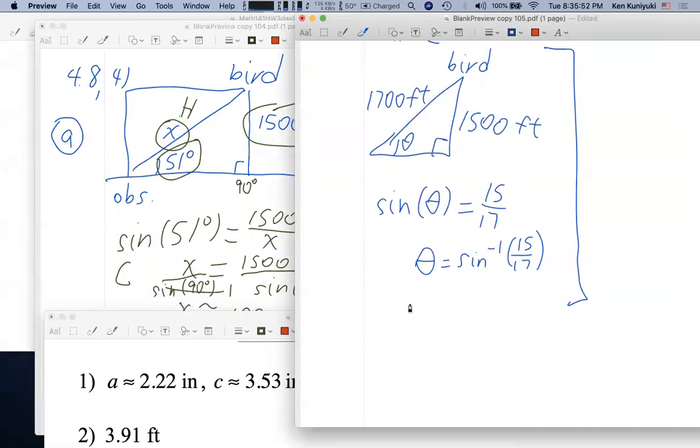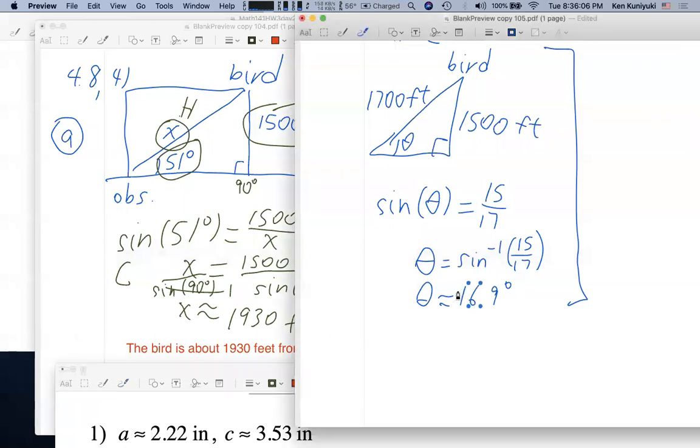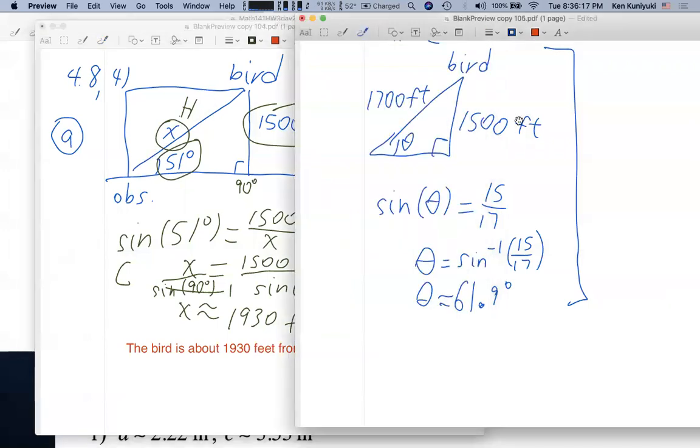Yes, it's right. Inverse sine of 15/17. It's 61.9, not 16.9, because it's a bigger angle. This is a good check, because common sense tells you that when it was 1,930 feet, it was 51 degrees. The bird's closer, so this should be a bigger angle. If I had left it at 16.9 degrees, I should use my common sense and go, wait a minute, the angle should be bigger. That's right, inverse sine of 15/17 in degree mode.